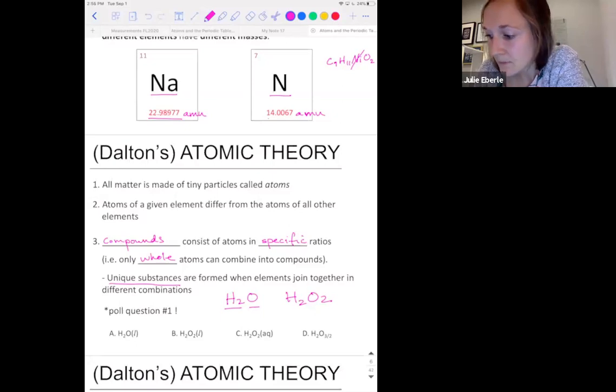compounds, okay? Now, the point to say with number 3 is that you cannot cut an atom in half and join half an atom and make a compound that way, okay? They join together in whole atoms. So if we're looking at these A, B, C, and D down here, I'm going to launch the first poll question.